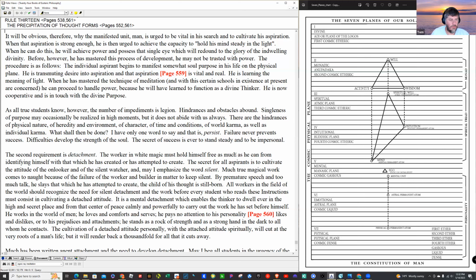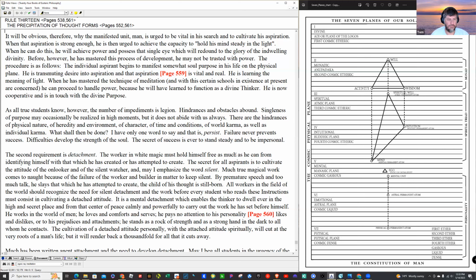As all true students know, however, the number of impediments is legion. Hindrances and obstacles abound. Singleness of purpose may occasionally be realized in high moments, but it does not abide with us always. There are hindrances of physical nature, of heredity and environment, of character, of time and conditions, of world karma, as well as individual karma.